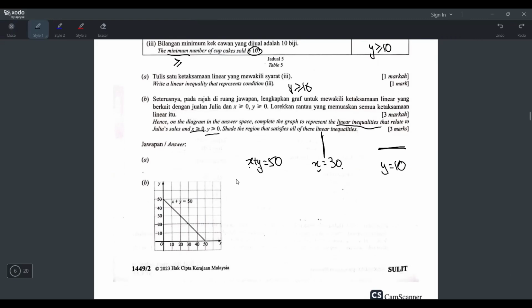So why you should find the 2 points is because the line is sengit. Okay, yeah, it's a sengit line. If it's a sengit line, you should cari point. But if it's this case, x equals 30, you don't have to cari point.